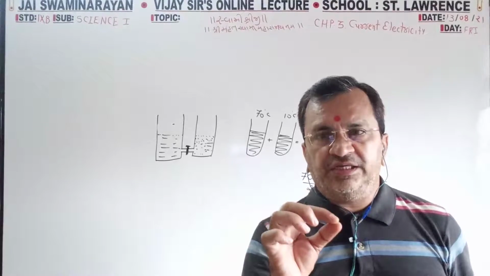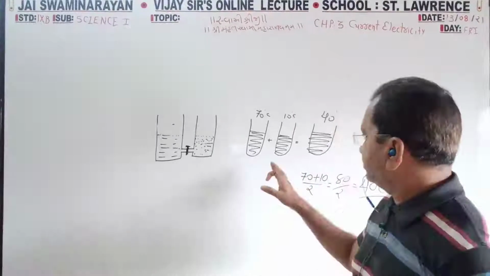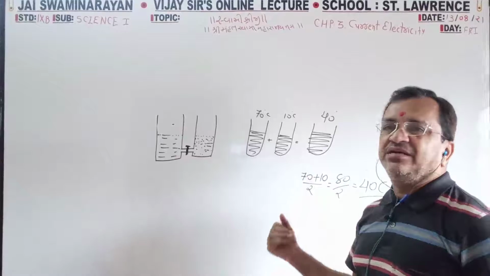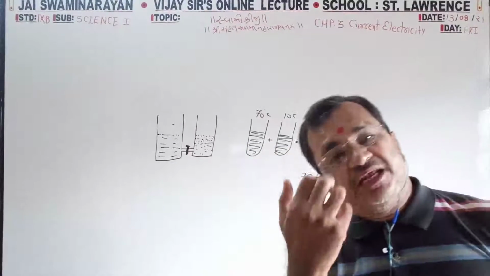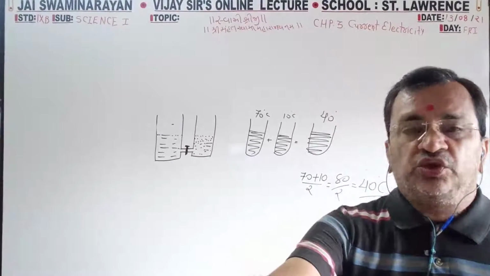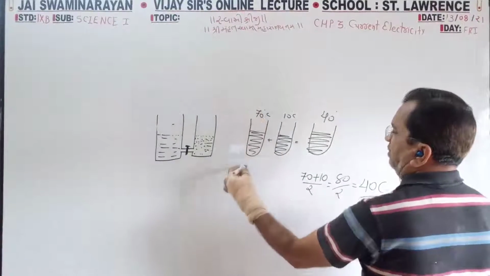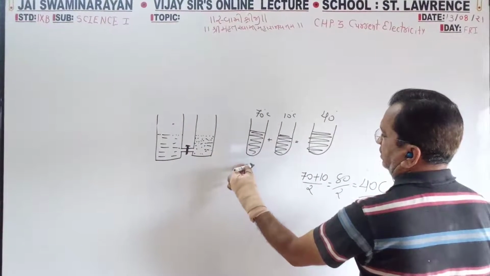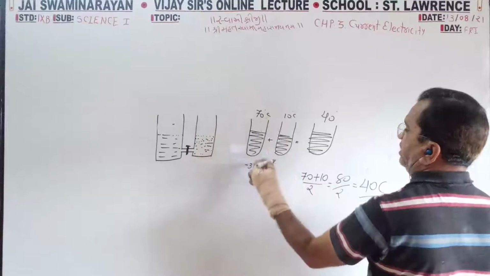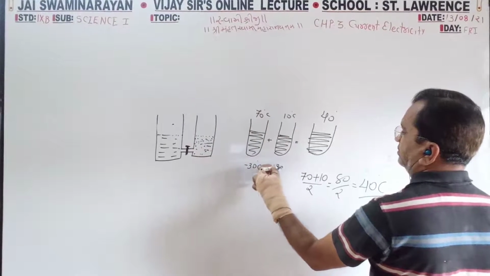The heat energy lost by one substance is exactly equal to the heat energy gained by another substance. So if both become 40, it will lose 30 degree, and it will gain 30 degree.